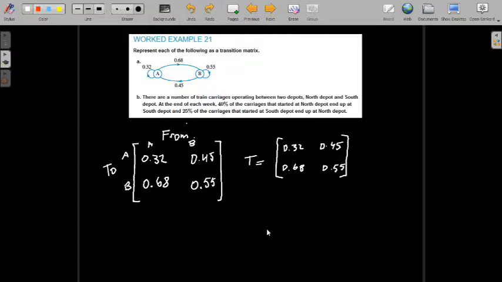Now, part B says there's a number of train carriages operating between the two, north and south. At the end of each week, 40% of the carriages started at north and ended up at south. 25% had started at south, ended up at north. So we've got to identify that there are two states, north and south. Enter the percentage probabilities in decimal form.